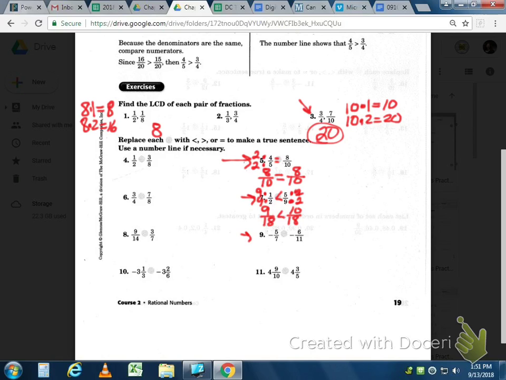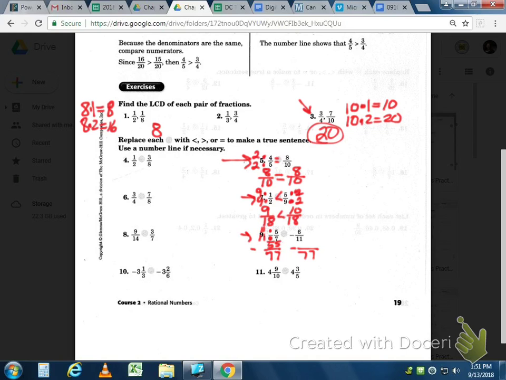-5/7 and -6/11. We got to be careful because it's on the negative side of the number line. So out of 7 and 11, what's my common denominator, Mason? 77. 77. And we're comparing negatives. So Mason, on the left, 7 times what is 77? 11. So what's 5 times 11? 55.